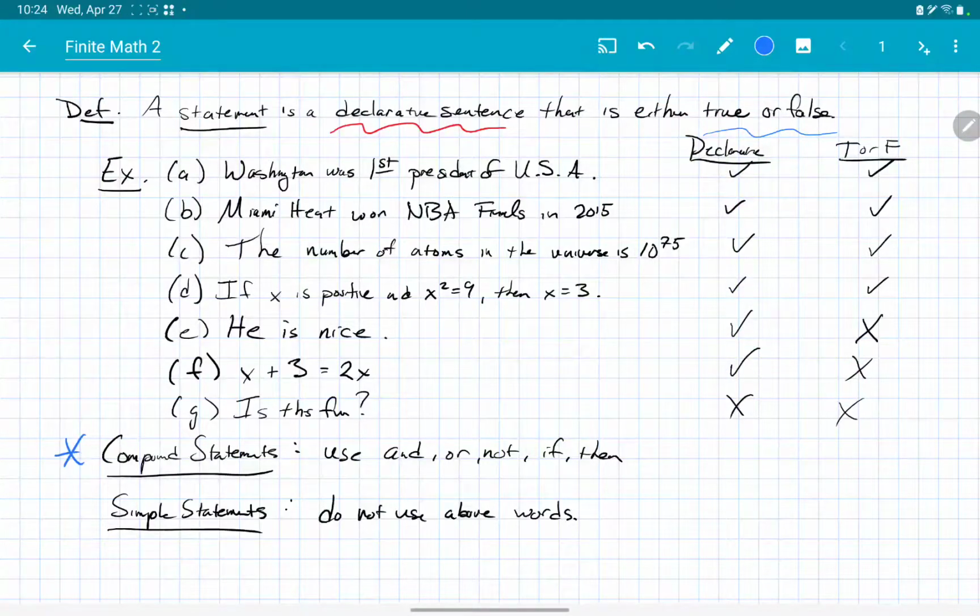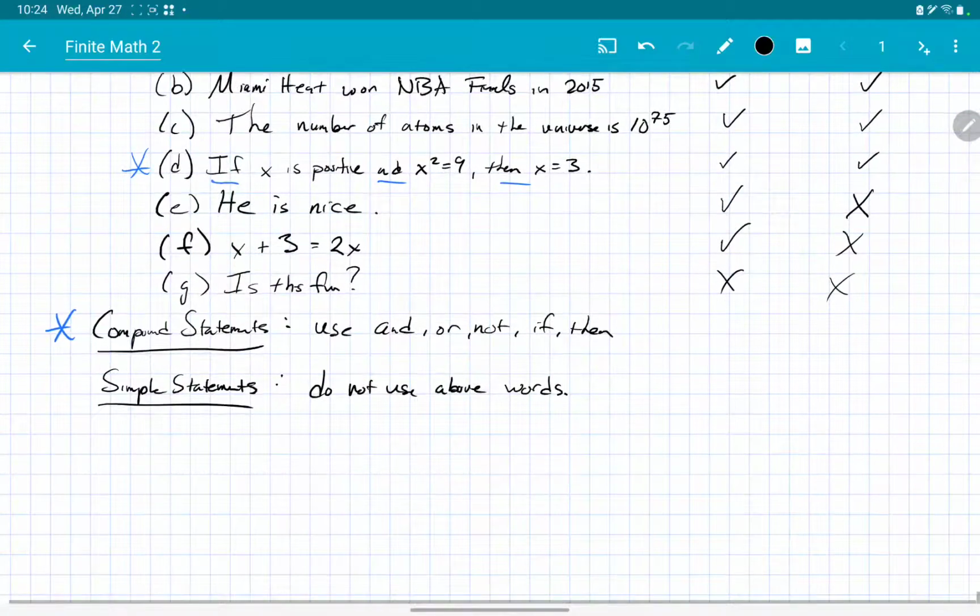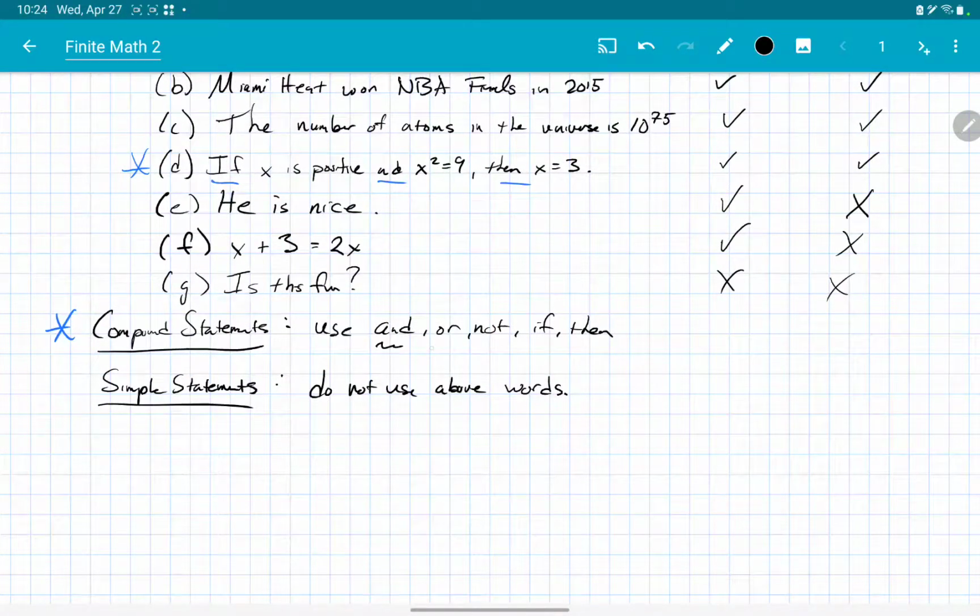So let's look for some compound statements in the ones we have here. Okay, D looks like a compound statement because we use if, and then. Right. So I think that's the only compound statement up here in these examples here. Okay. So we're going to talk about these logical words here. This and, the or, the not, the if, the then.